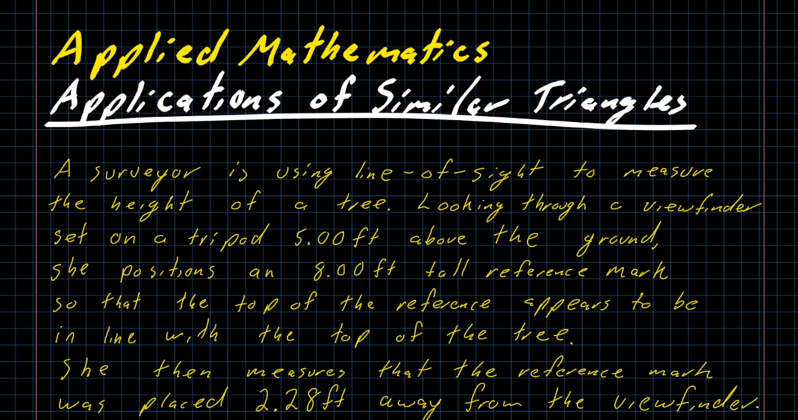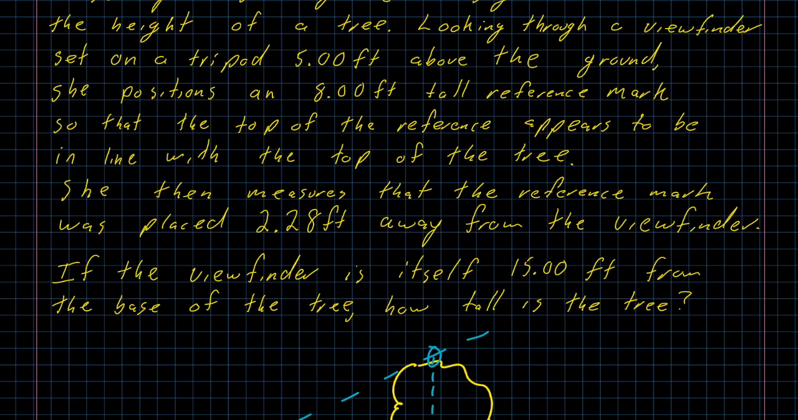A surveyor is using line of sight to measure the height of a tree. Looking through a viewfinder set on a tripod 5 feet above the ground, she positions an 8-foot tall reference mark so that the top of the reference appears to be in line with the top of the tree. And I should let you know that there is a picture below this wall of text to try to make a little bit more sense of that. She then measures. The reference mark was placed 2.28 feet away from the viewfinder. If the viewfinder is itself 15 feet away from the base of the tree, how tall is the tree?